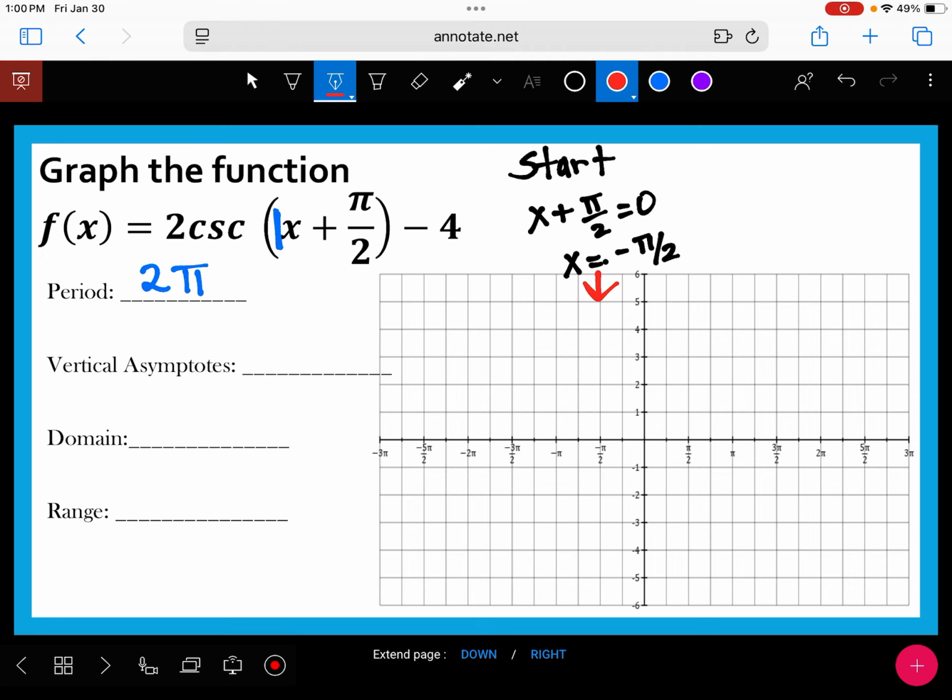How many hops do I go for 2 pi? 8. Hop 8 times. This is my n value.